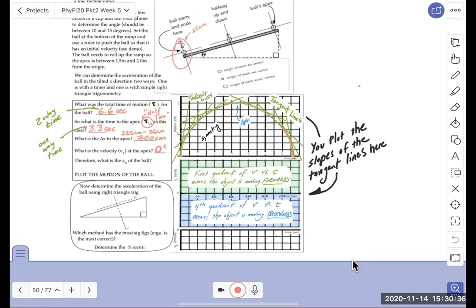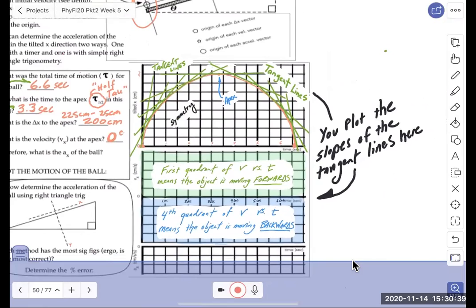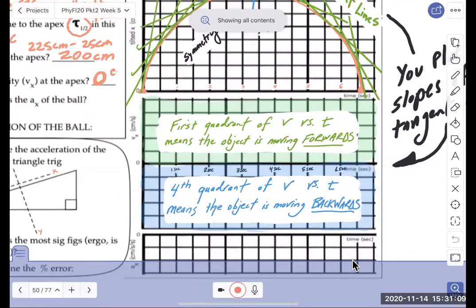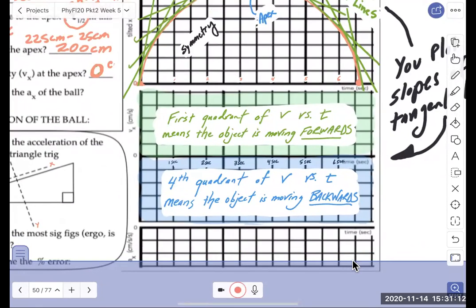So here we are. We are now ready to plot the slope graph of these, and that is the slopes of those tangent lines. Remember, as you go to the graph below, in a trio or a quartet, doesn't matter, the graph below is always the slope graph of the graph above. So that would be a v versus t graph in this case. You break it up into two quadrants, first quadrant and fourth quadrant. The first quadrant of a v versus t graph represents the object moving forward.